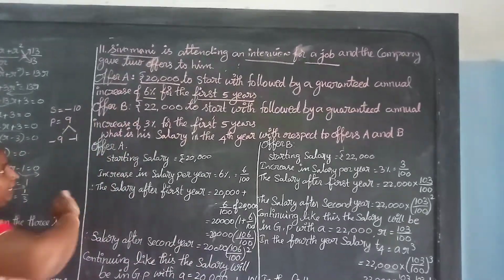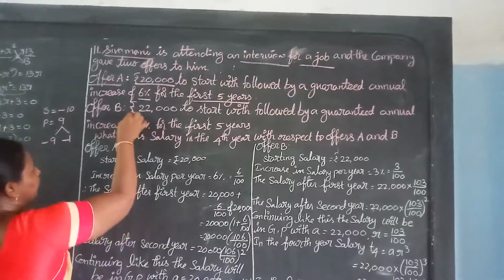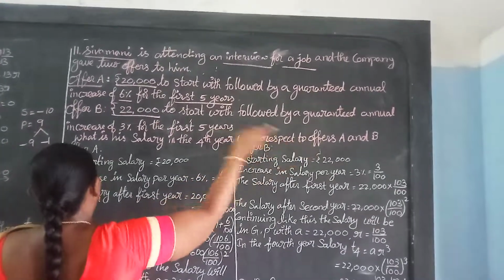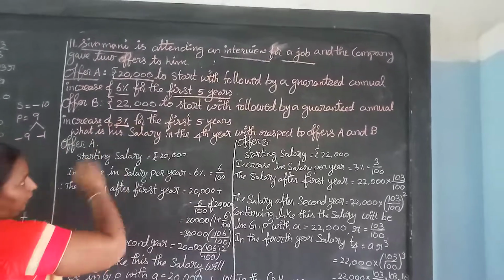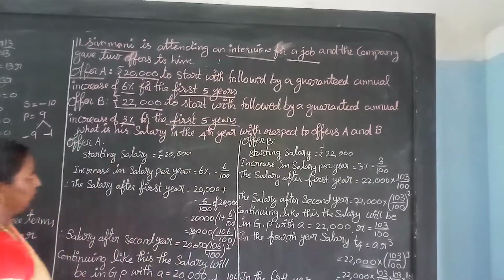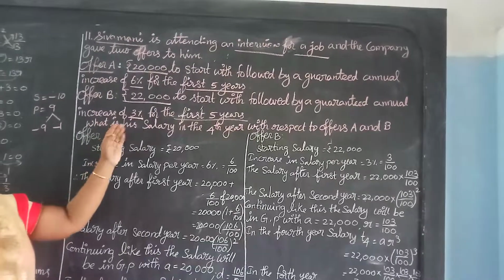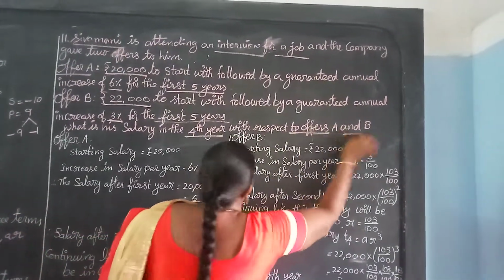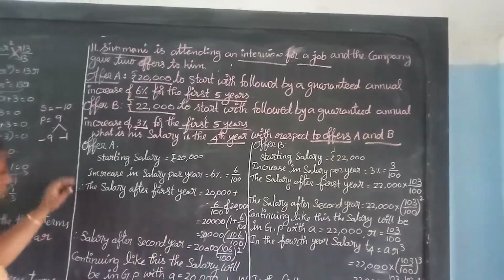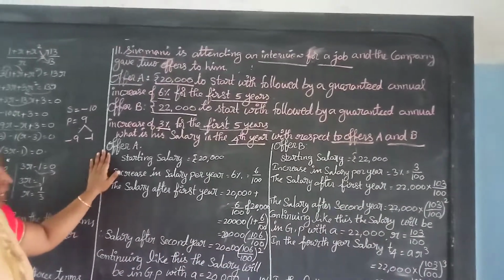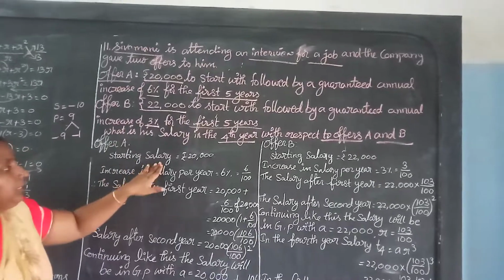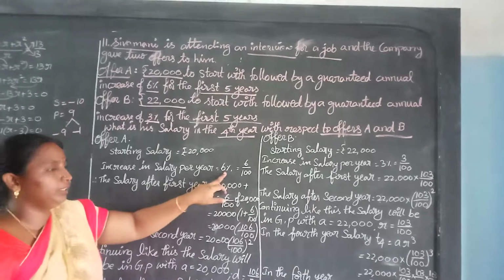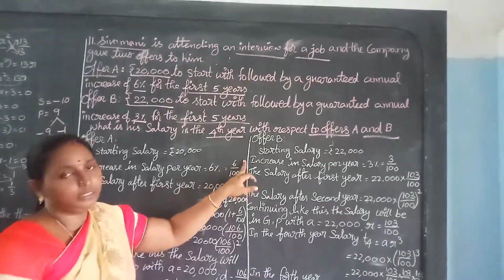Okay. Offer B, they are giving another offer, that is the starting salary will be 22,000 and the guaranteed annual increase of 3% for the first 5 years. Okay. So what is his salary in the 4th year with respect to offer A and B? We are going to find this one. Okay. So first take offer A. Starting salary, rupees 20,000. So increase in salary per year, that is 6%.